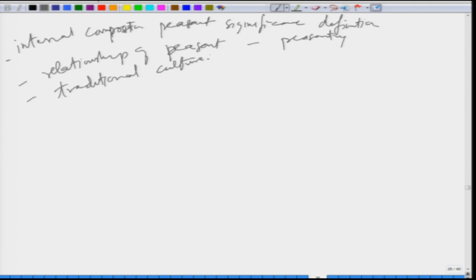Which is going to be important, and we try to see them in terms of a small or the little community. Now, I think that is also going to be crucial for understanding and analyzing the peasantry in detail. And finally, we try to see the significance of the history of the development of the typology of peasants.